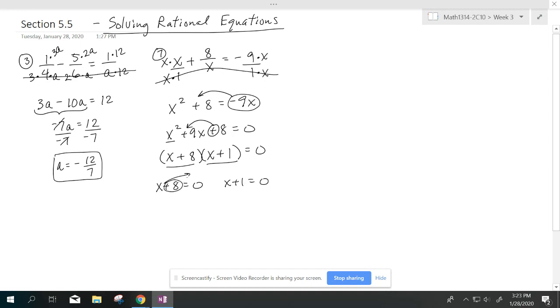And moving the plus 8 over, we get x is negative 8. That's one of our solutions. Moving the plus 1 over, we get x is negative 1. Hey, that's another solution. We actually got 2 answers this time.